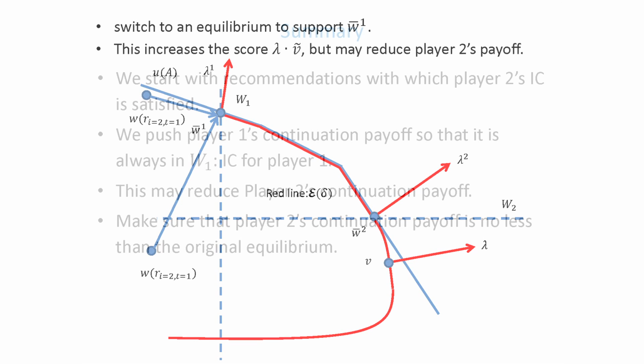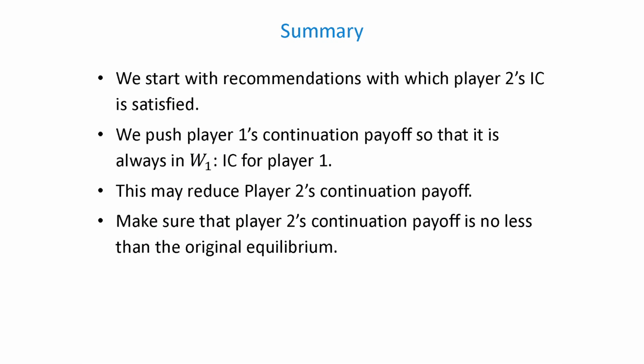So basically the summary is we start with a recommendation with which player 2's incentive compatibility constraint is satisfied. And then we push player 1's continuation payoff so that it is always like here, so that player 1's incentive compatibility constraint is satisfied. This may reduce player 2's continuation payoff. So we make sure that player 2's continuation payoff is no less than the original equilibrium payoff by again manipulating the continuation payoff allocation slightly. Okay, then that completes the proof.